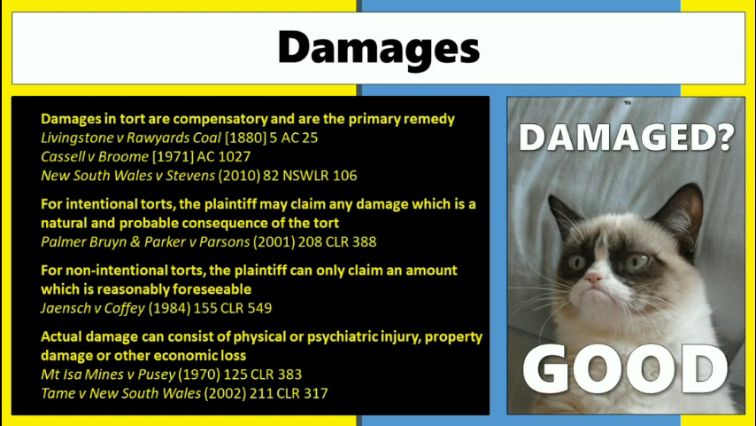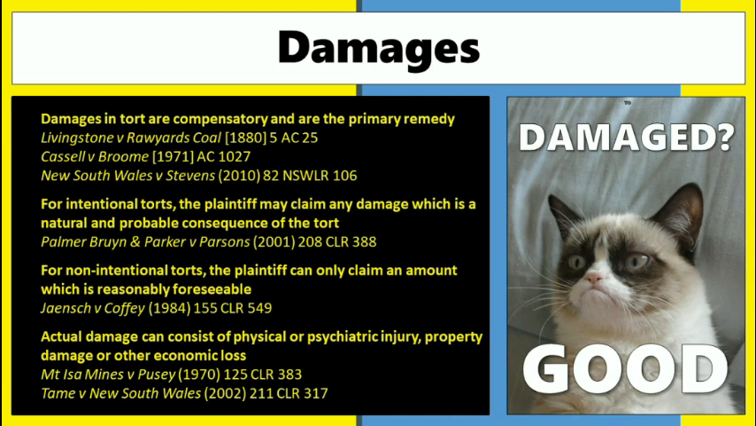They're both compensatory, but the damages in contract are designed to compensate for the agreement that you make, or the loss of that agreement, whereas damages in tort are to compensate for the wrongdoing, to put you back to where you were.